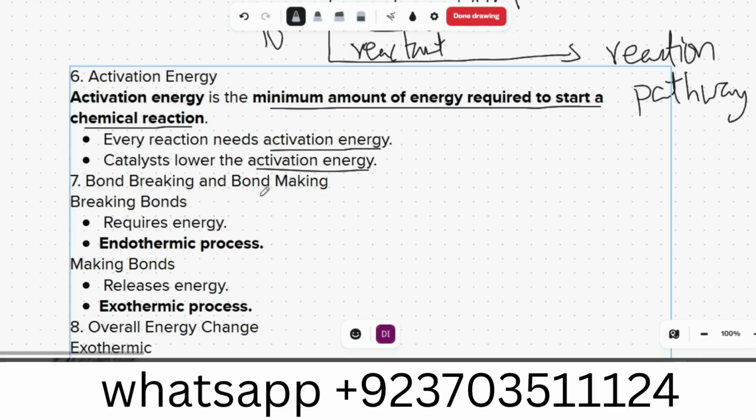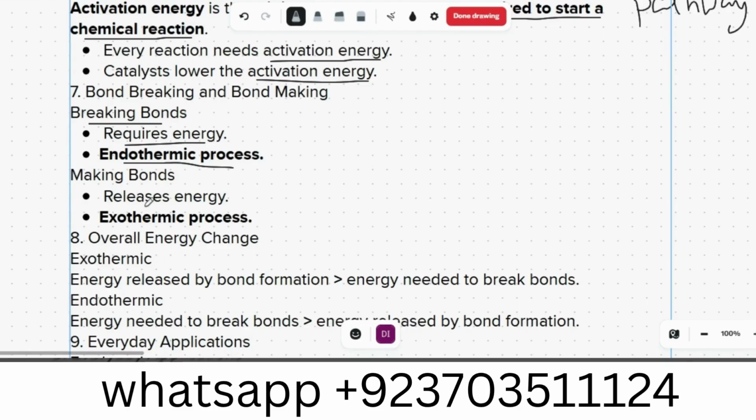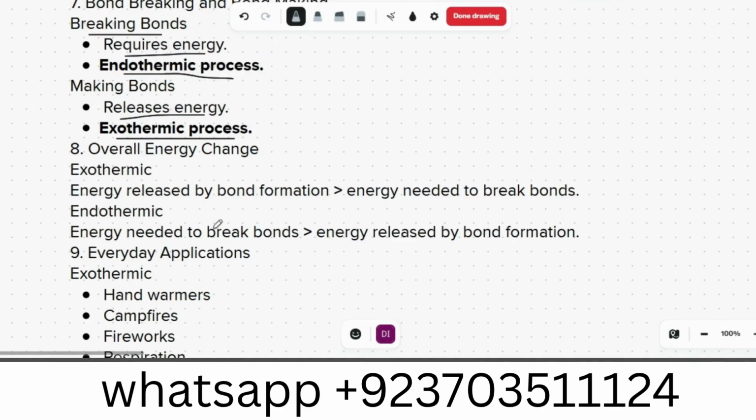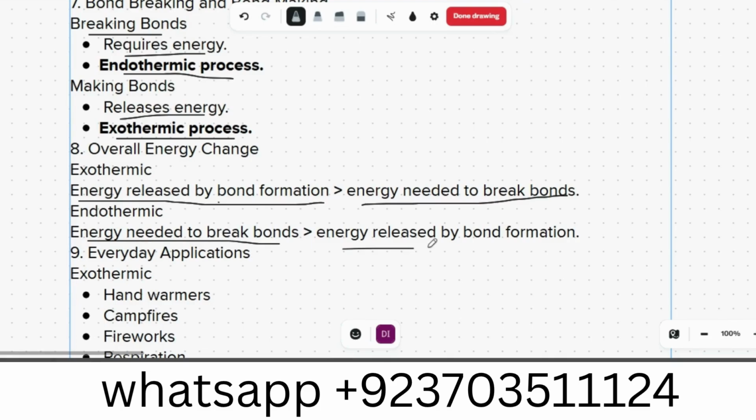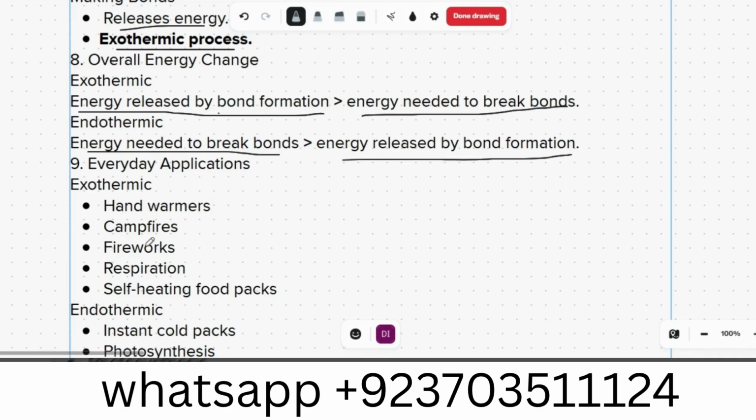Bond breaking and bond making. In breaking bonds we require energy, so that is an endothermic process. Making a bond releases energy, so it is an exothermic process. For the overall energy change in an exothermic reaction, the important thing is that the energy released by bond formation is always greater than the energy needed to break bonds. That's why it is an exothermic reaction. Whereas an endothermic reaction is the opposite: the energy needed to break bonds is greater than the energy released by bond formation.